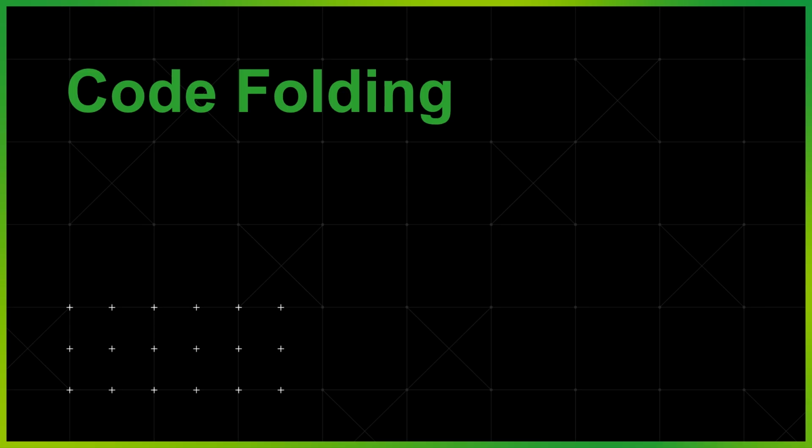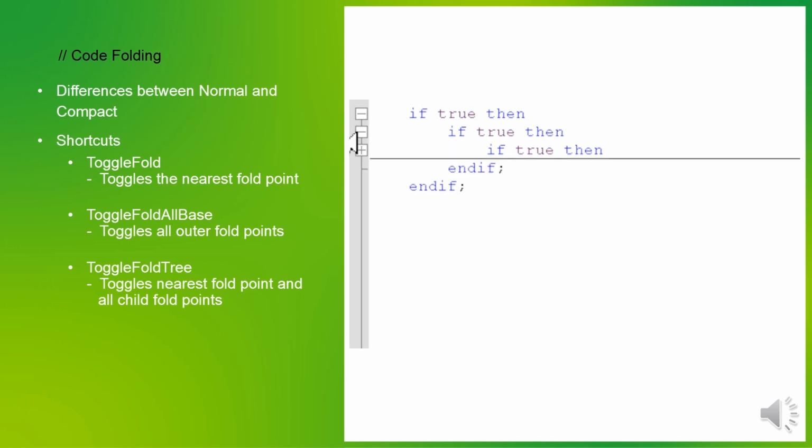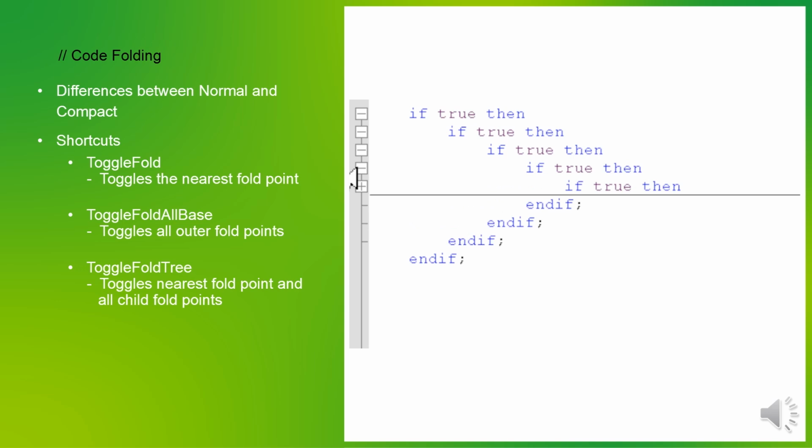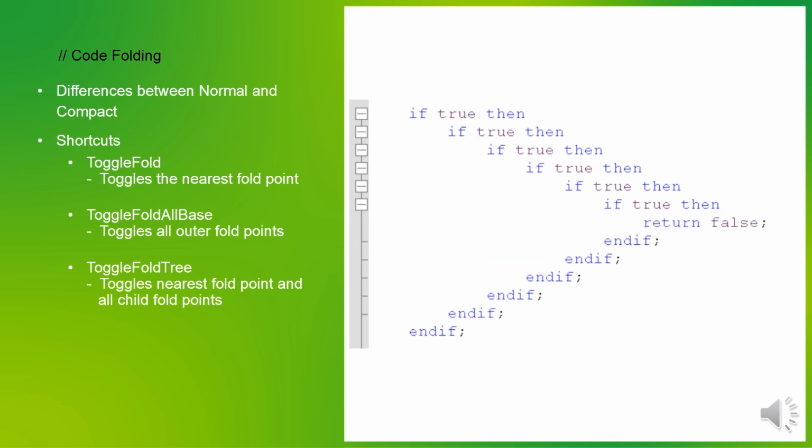And lastly, code folding. So I've had a couple of questions about code folding, so I just thought I'd go over the shortcuts and what the differences between the normal and compact options are.